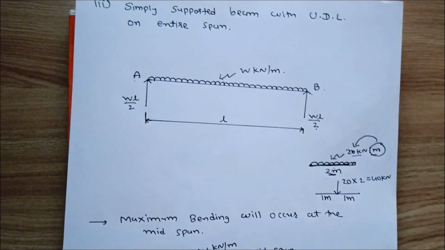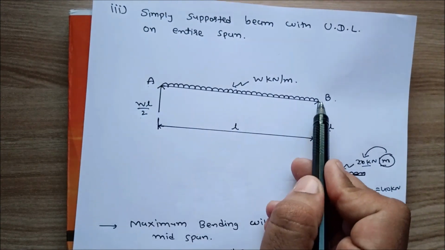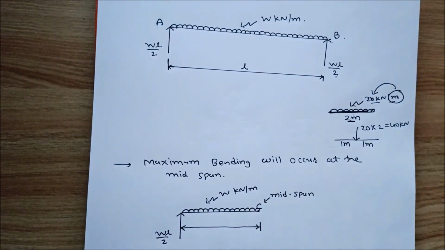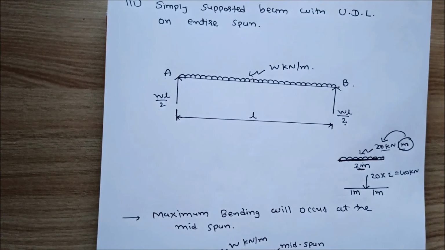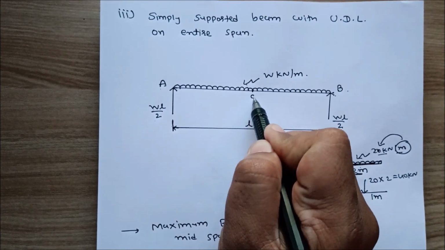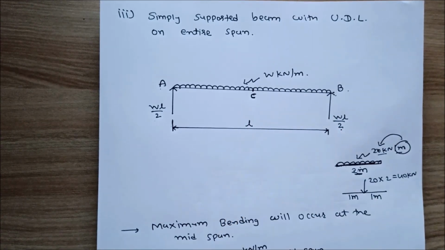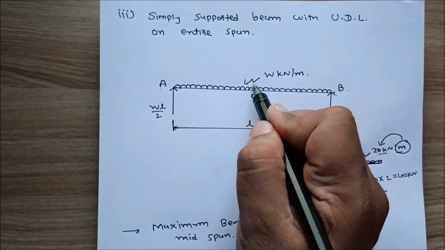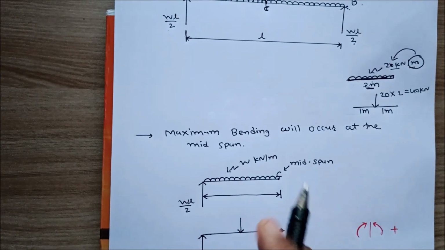So again, bending moment at A is 0, bending moment at B is 0, and maximum bending moment occurs at the mid span. So we take moment from either the left side or the right side. For example, this is the mid span, and this point is C. So we draw one diagram, either the left side or the right side. So here we draw one diagram.